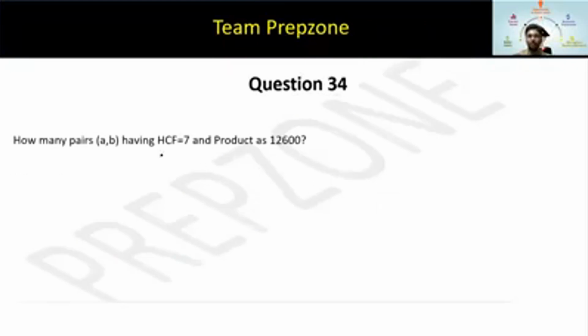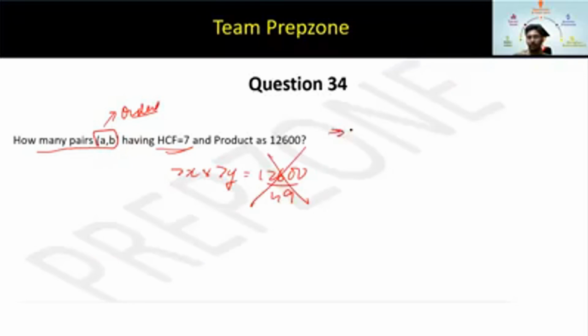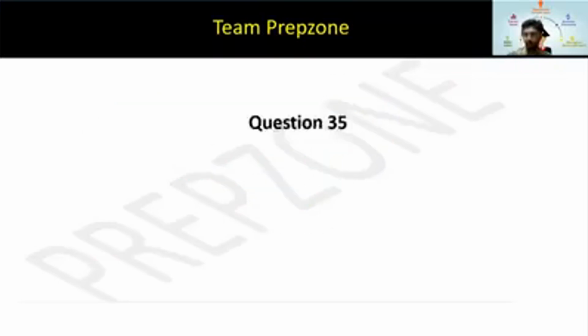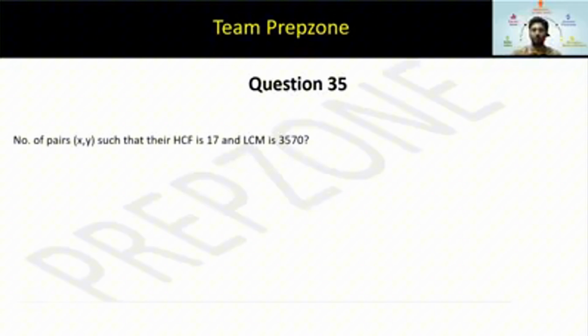Now, this question again, I'm asking how many pairs AB. So I'm asking what? Ordered pairs. Whenever this is mentioned, I'm asking ordered pairs. HCF of 7 again. So I can assume one number to be 7x, other 7y. So 7x into 7y is what? 12600. But is 12600 divisible by 49? No. Answer is 0. No such pairs exist, because xy is not an integer. Next question. What will be the answer to this question?